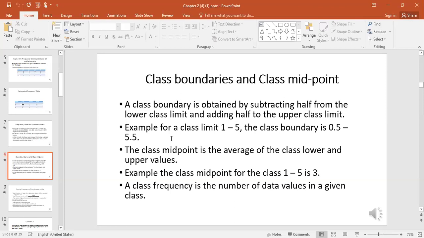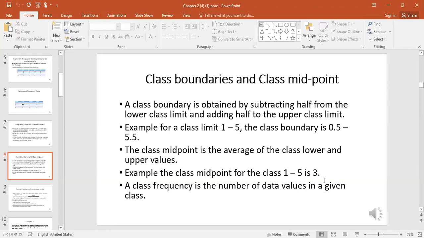Another way to represent a class is to get the midpoint. The midpoint of the class is the average of the upper and lower value. The upper value here is 5 and the lower value is 1. The average of these two numbers is 3. So the midpoint of the class 1 to 5 is 3.